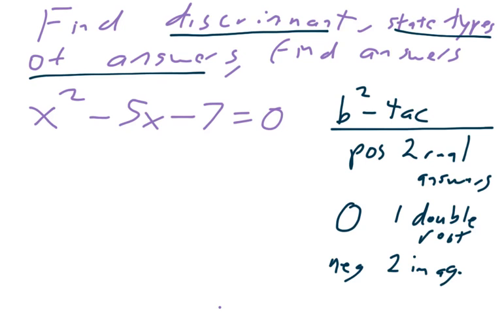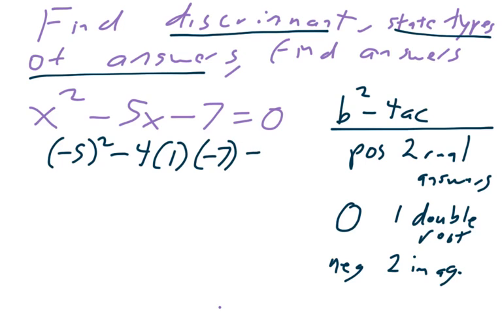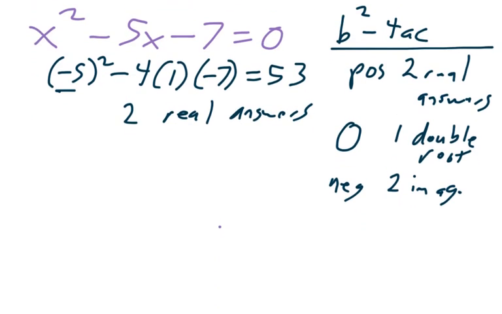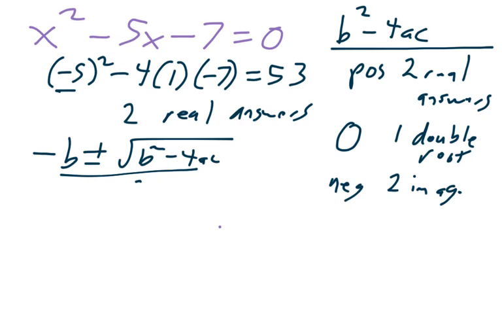So in this problem, we have negative 5 squared minus 4 times 1 times negative 7, which turns out to be, and make sure when you put it in your calculator, the negative 5 is in parentheses, we're going to get the answer of 53. So since we got this, we know that there will be two real answers. To find the real answers, we're going to do negative b plus or minus the square root of b squared minus 4ac divided by 2a, which is better known as the quadratic formula.